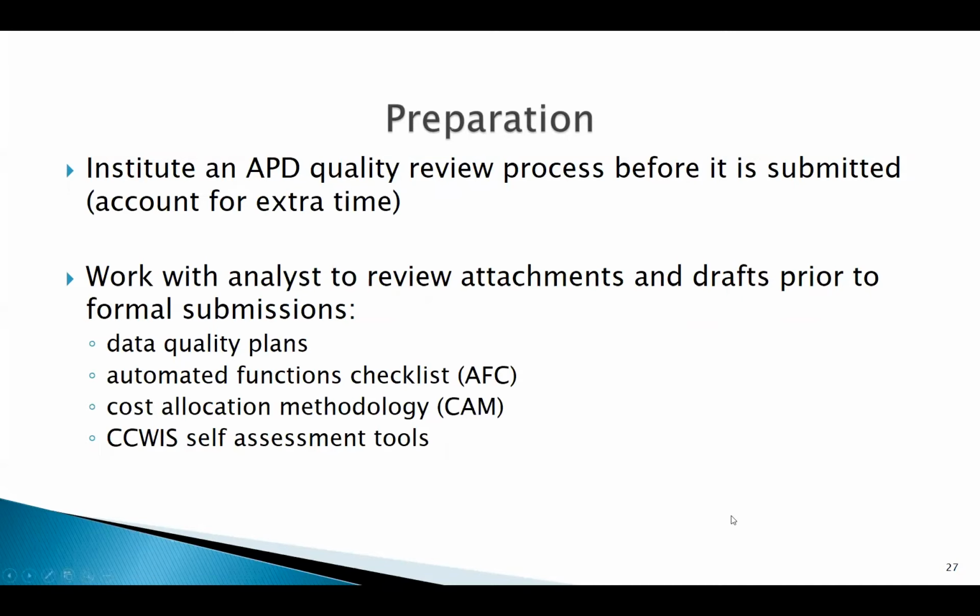We talked a little bit about attachments. Most of the analysts try to review drafts if we can, if our workload is not that heavy. But if you can't have your analyst look at your whole document, going over these particular attachments or areas of the APD can be really helpful. So maybe you want to set aside time just to look at the data quality plan or the cost allocation methodology. And we did issue the CWIS self-assessment tools in the recent PRA, at least the first 6 of those. Again, these are the kinds of things that would be helpful for you to review with your analyst before your APD is due.